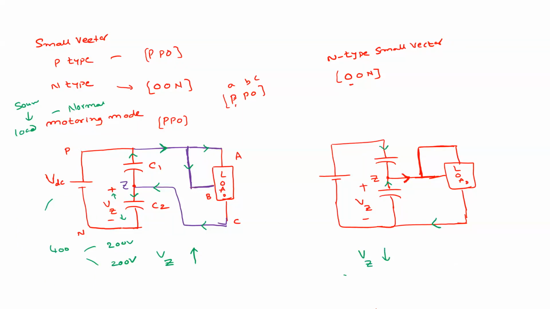Okay. So what you understood is that P-type vectors increase the neutral point voltage and N-type vectors decrease the neutral point voltage. Understood? Remember, all the things we are doing are for the motoring mode, that means the power supply is from the source to load, right? So what if it is from load to source?